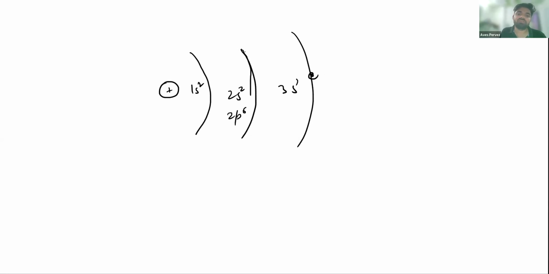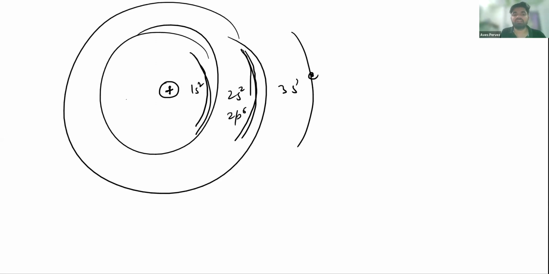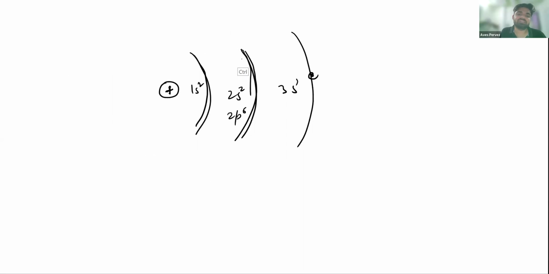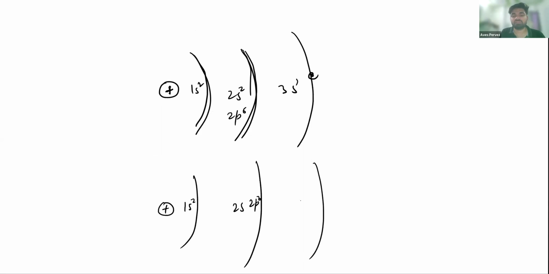These inner electrons are shielding. The positive charge of the nucleus is shielded by these electrons because they are revolving around it. They are not allowing the positive charge to reach the outer electron. And if we take potassium, it is 1s2, 2s2, 2p6, then 3s2, 3p6, and then 4s1.